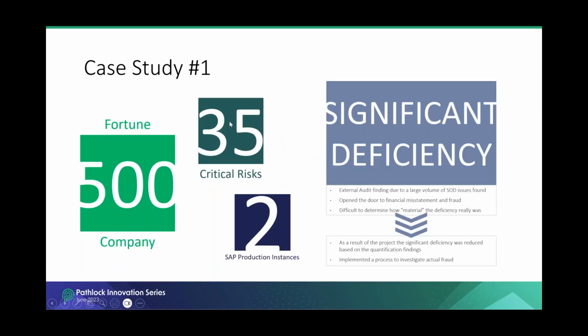In this first example, a Fortune 500 company had 35 critical SOD risks that they were monitoring across 2 different SAP instances, and they were hit with a significant deficiency around the amount of SOD access that was found in the production environments, which of course opens the door to potential financial impact. They had a hard time determining how material the deficiency really was. So it's a perfect example of some of the concepts we talked about here. But as a result of all the effort to quantify the exceptions, the deficiency was reduced, and it actually helped the company develop a process for investigating actual instances of fraud that were found.